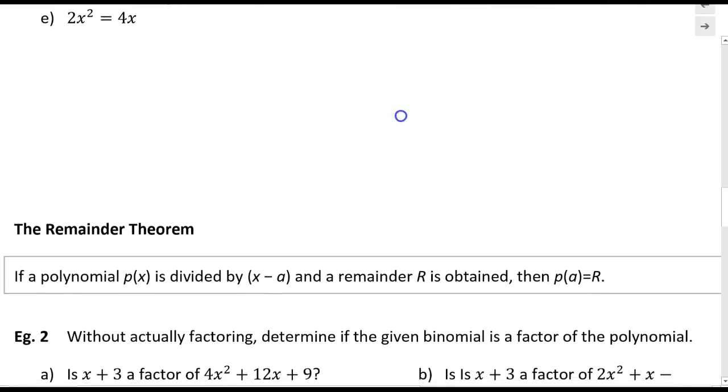Last example like this, we've got 2x squared equals 4x. Again, red flag. I want this thing equal to 0 all the time if I'm going to try and factor. So we've got 2x squared minus 4x equals 0 instead. Always check for greatest common factors first. In this case, I do have common factors. I'm going to take out 2x from both terms, and that leaves me with x minus 2 equals 0.